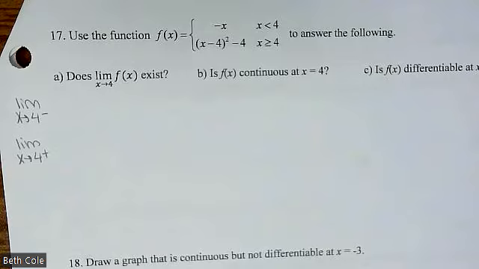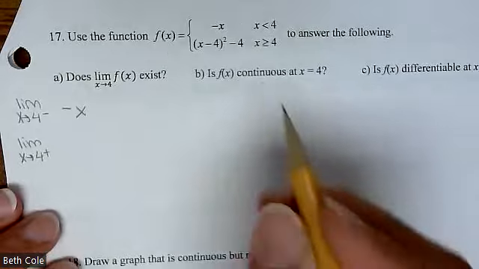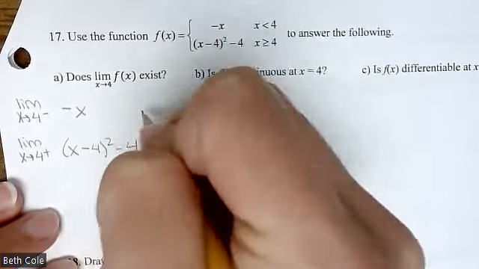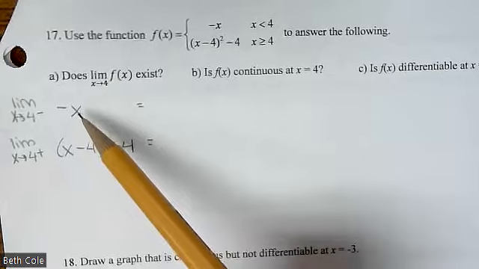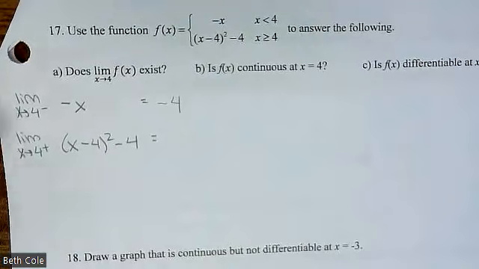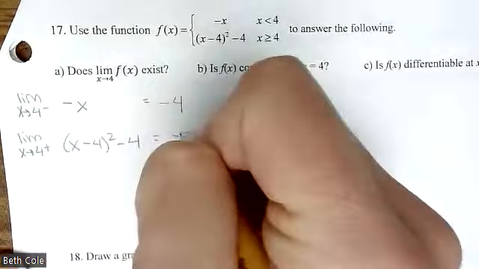For from the left, we're going to use the first piece of the function, that's just negative x. From the right, we're going to use the second piece of the function. And again, the math that you're doing is literally just plug in 4 and see what you get. But all your notation has to be in place. So if you plug in 4 to the first piece of the function, you get negative 4. And if you plug in 4 to this piece of the function, you get 0 minus 4, which is negative 4.